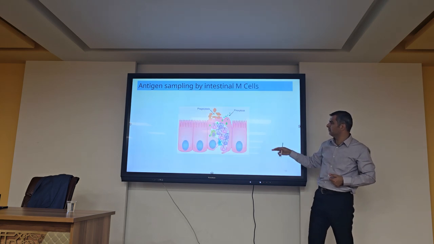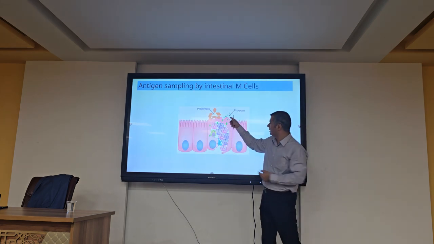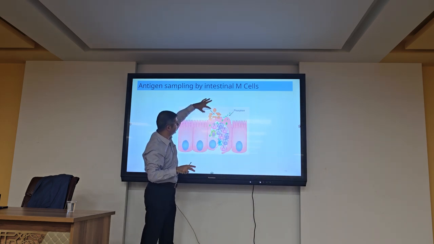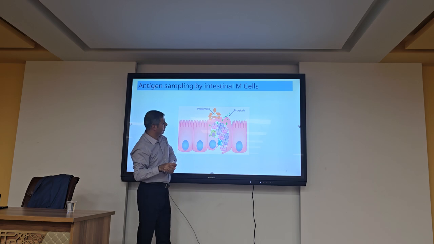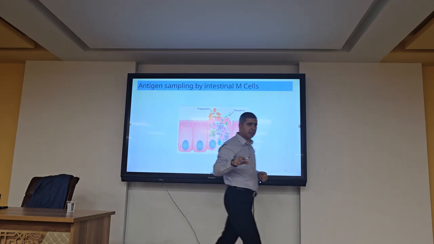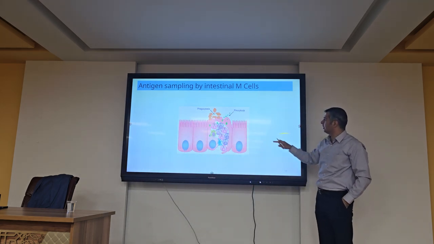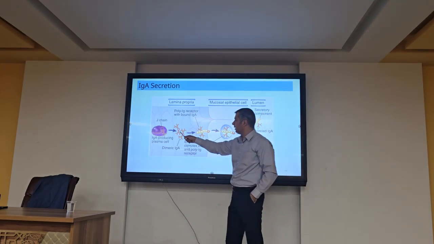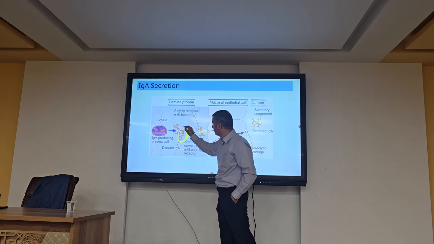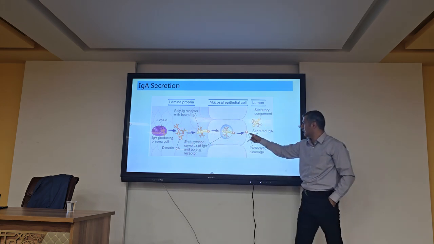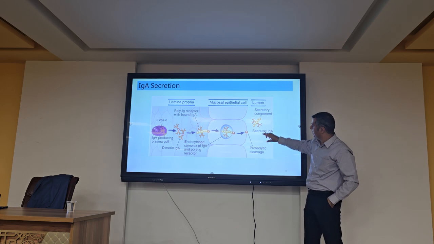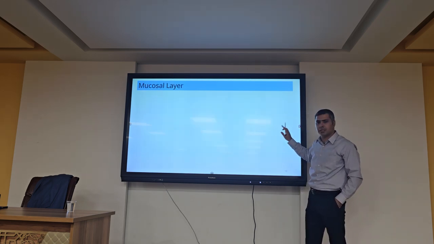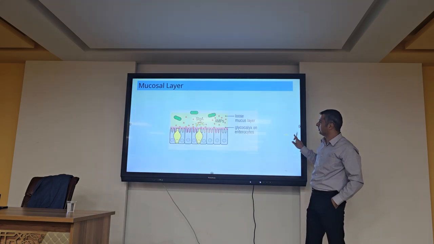Another way of antigen sampling is made by M cells. This is an M cell that can transfer the antigens of the lumen inside the Peyer's patch. And we have different cells besides the M cell. Another function is production of IgA, as I said, by plasma cells that produce dimer IgA. IgA will be transferred to the lumen, and inside the lumen it is called secretory IgA, and this secreted IgA will neutralize the bacteria and their toxins.